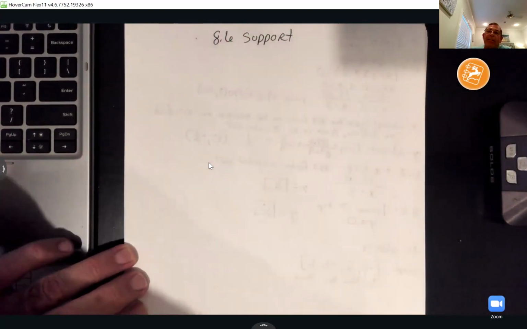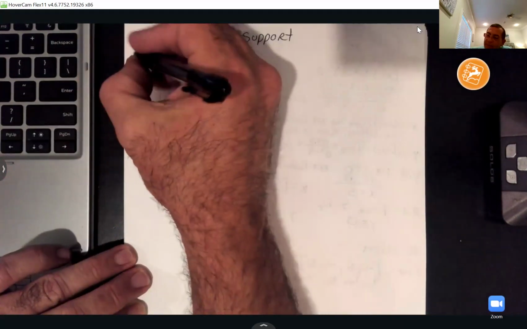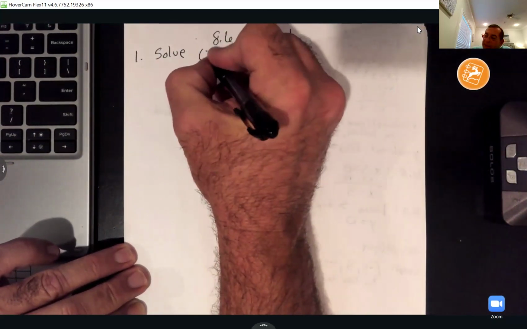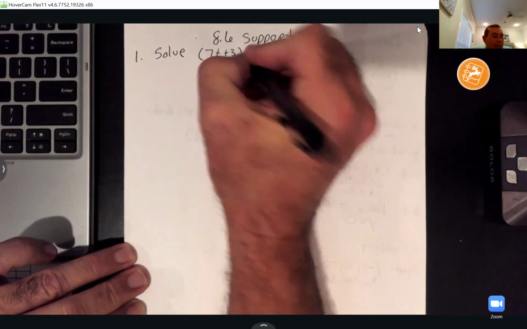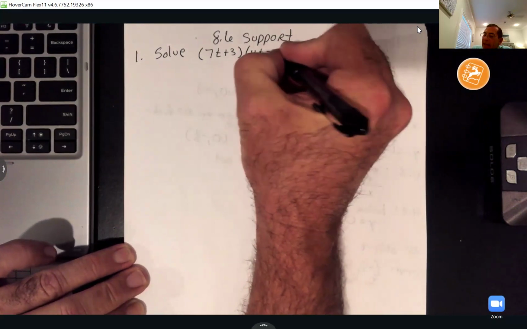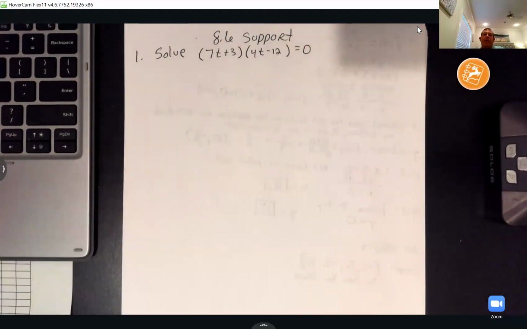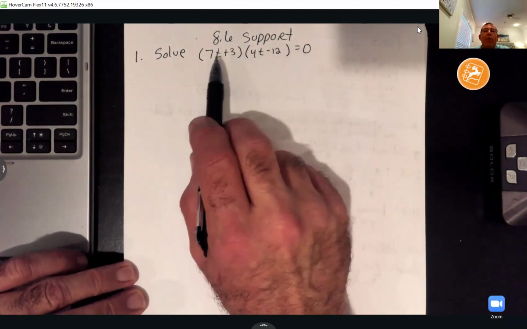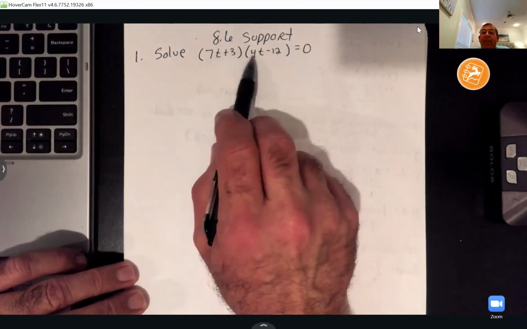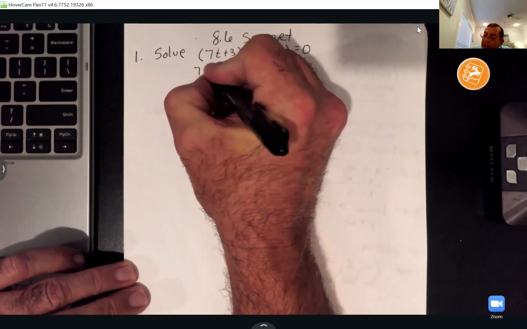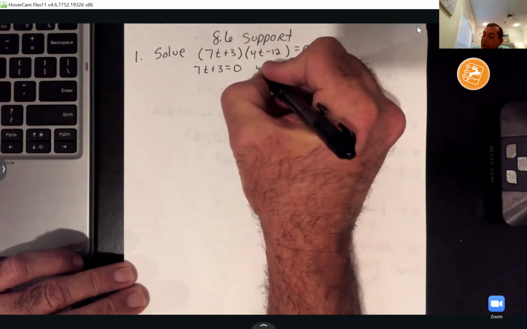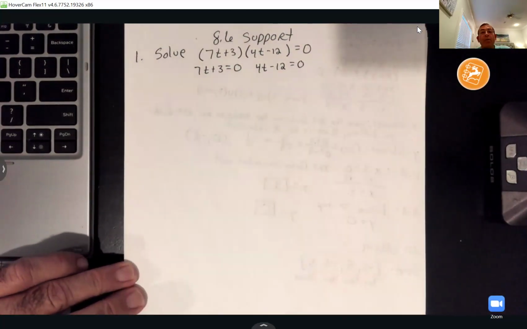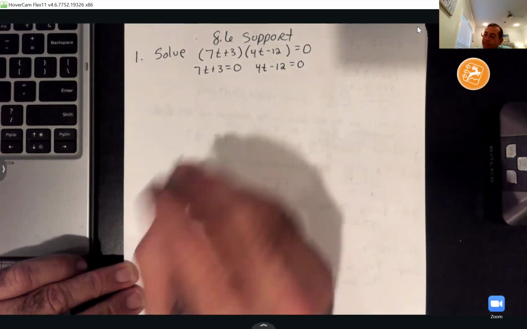Now, I will say this, 8.6 support only has 4 questions. So number 1, solve, parentheses, 7t plus 3, parentheses, 4t minus 12 equals 0. So this is already factored. When they're in parentheses equal to 0, we can go straight into setting both of these factors equal to 0. So you'll have 7t plus 3 equals 0 and 4t minus 12 equals 0. Solve both of those and we'll have our 2 solutions.